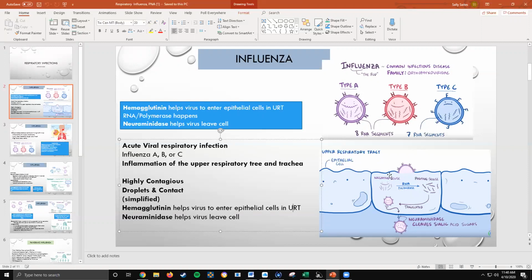So here's our virus right here, and it comes in with the help of the hemagglutinin, and there's a whole bunch of stuff that happens in here that we don't really have to worry about, but there is RNA polymerase, and it becomes translated. And then this new virus that comes out is slightly different. So it's considered a new virus at this point.